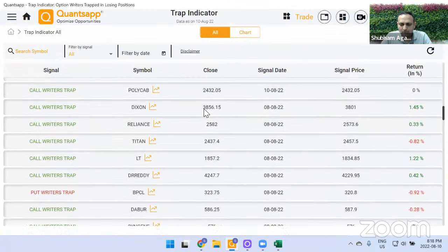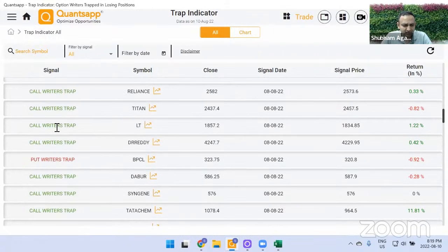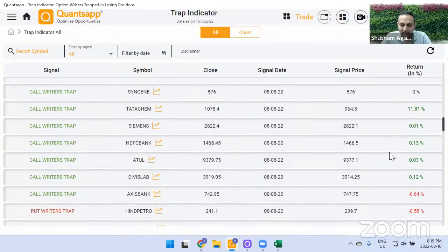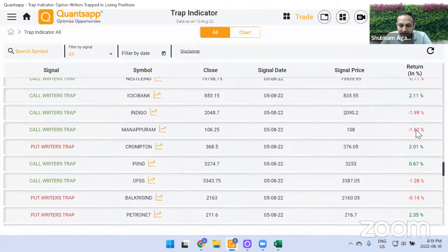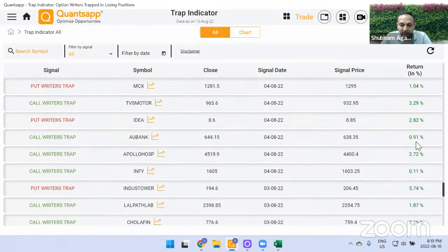If I scroll down and look at a few past trades, we can also see that there was a call writer trap in LNT on 8th of August at the price of 1857, and that is still open. The signal price was 1834. Today the price is 1857, and it is making around 1.2% return. This is marginally in profit, marginally in losses, because these trades came just one day before. And in some of the cases, you'll see more than 2%, 3%. These are all open trades right now.